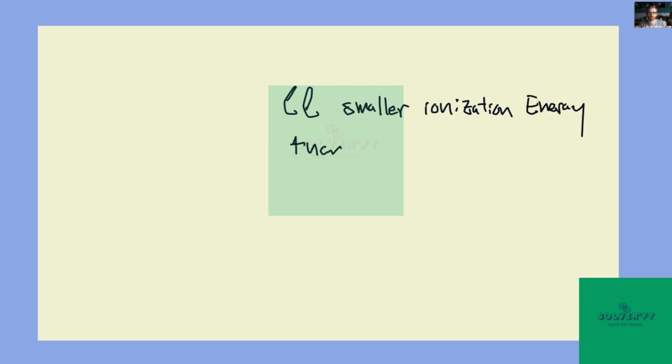Let's assess how reasonable this statement is. Chlorine has a smaller ionization energy than Cl minus. Is that reasonable? Well, let's look at the valence shell picture of chlorine and Cl minus.